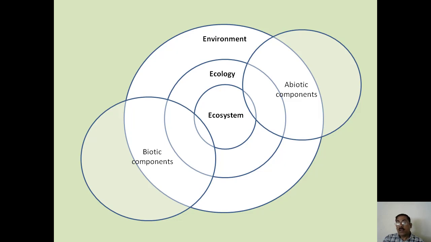Now we can define ecology and ecosystem differently. Ecology is a branch of science which indicates the relationship between the biotic and abiotic things. Similarly, the ecosystem is a basic unit of environment which indicates the relationship between the biotic and abiotic things in a habitat. Now, I have mentioned a term, the habitat. Habitat is the place where the particular species are present or exist. So this one is known as the ecosystem, habitat.